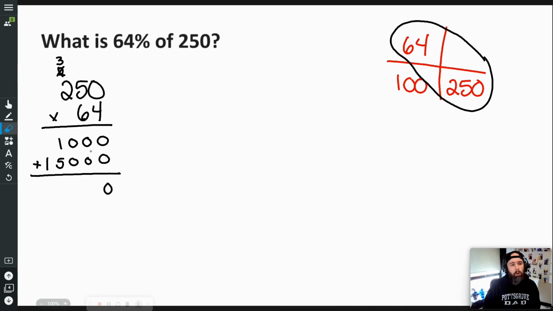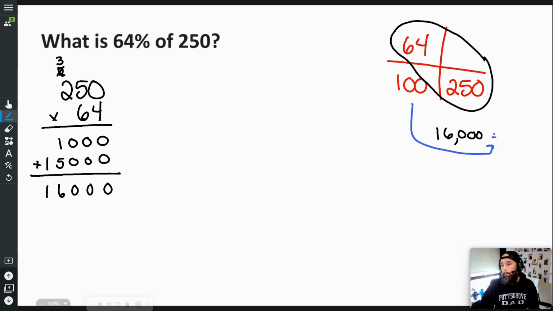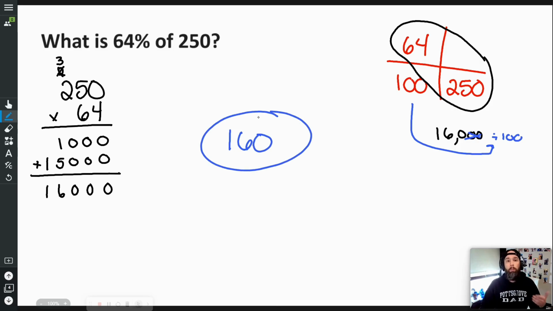0 plus 0 is 0. 0 plus 0 is 0. 0 plus 0 is 0, I think. And 1 plus 5 is 6. And nothing plus 1 is 1. So this guy ends up being 16,000. Now, to finish the ratio table, what we did is we divided out the 100. Now, if you have a number like 16,000 and you have zeros at the very end and you're dividing by 100, all you do is hack off the last 2 zeros. So we just end up with 160. So 64% of 250 is 160.